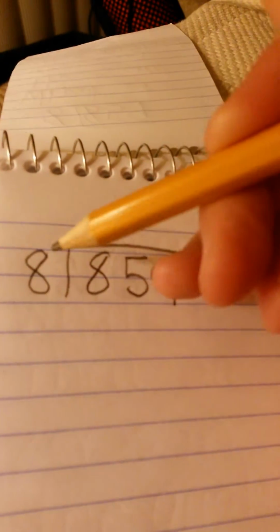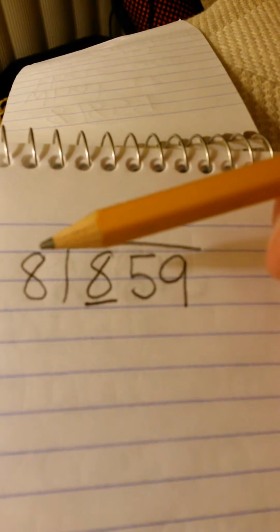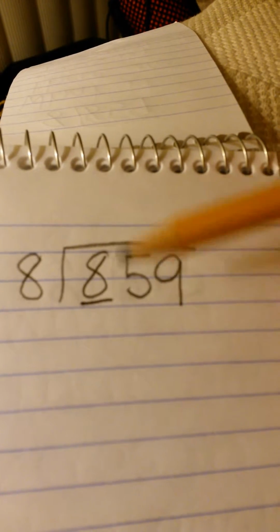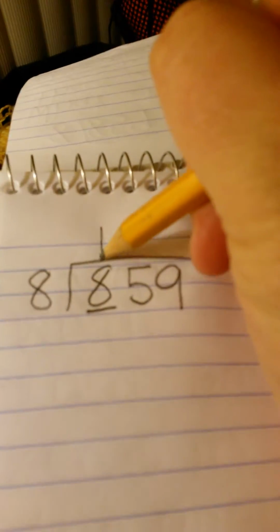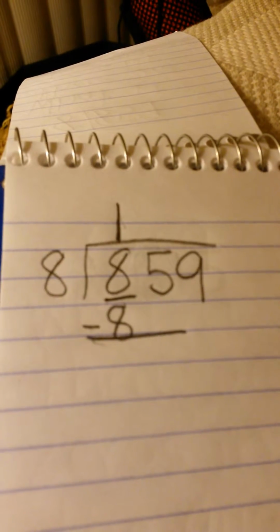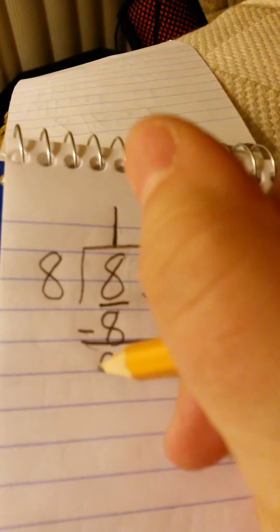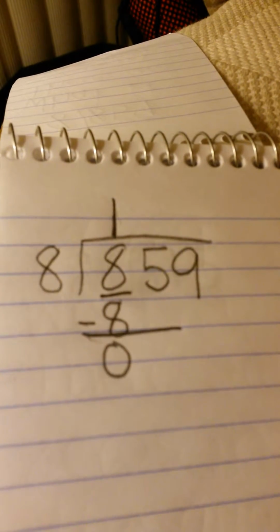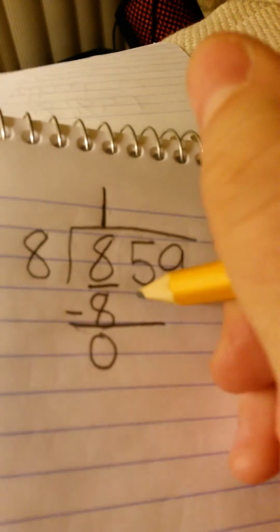Okay, so our first step, of course, is divide. So we want to look at the hundreds digit, and if our divisor will go into the first digit, we always want to do that first. It will. So 8 and 8 goes one time. Write your 1 above the hundreds place. 1 times 8 equals 8. Subtract. 8 take away 8. I'll give you a second to do it. Yep, it equals 0. What's my next step? Think. All right, bring down the 5.